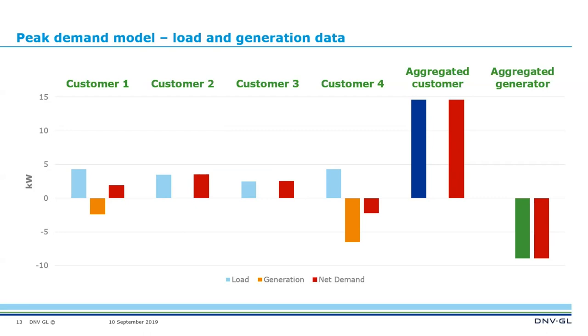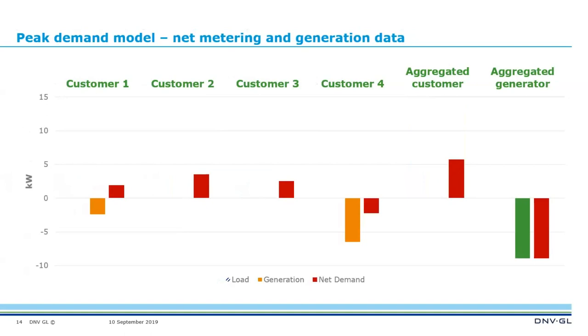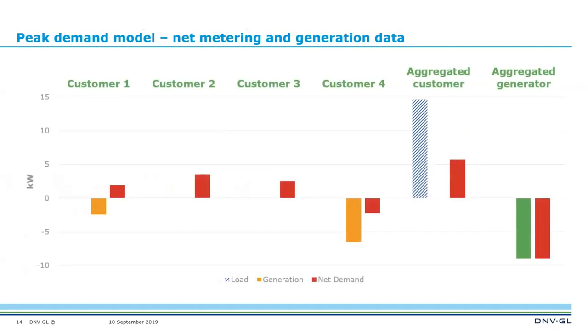But when you start to get into net metering with generation data, this is the raw data that you will have, and there are some gaps there that need to be filled. What we want to achieve is, if we're using aggregated customers, we can just use the aggregated net demand and the aggregated generation demand to combine and create the aggregated customer load. So that's hopefully something that can be easily achieved through data analytics. So the aggregated customer load is net demand plus generation.